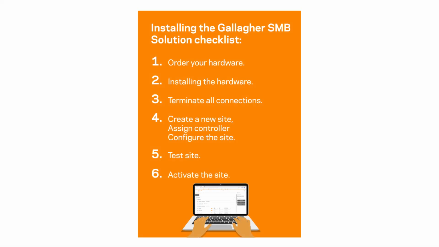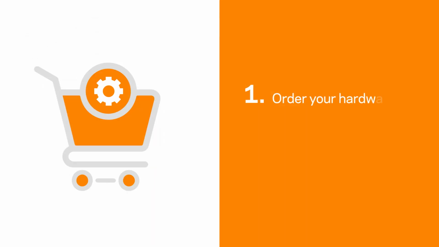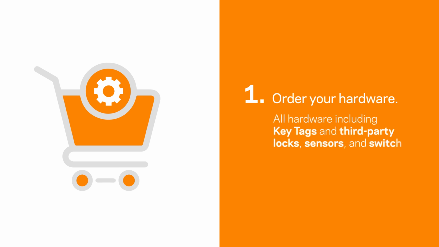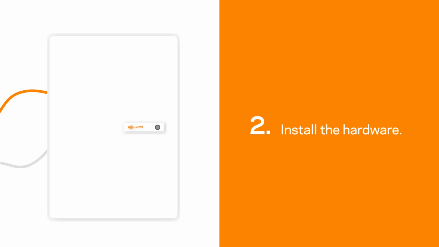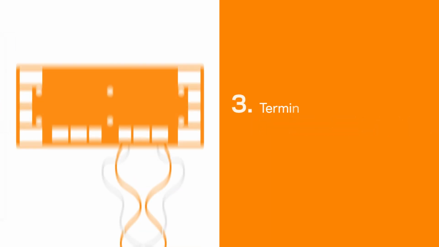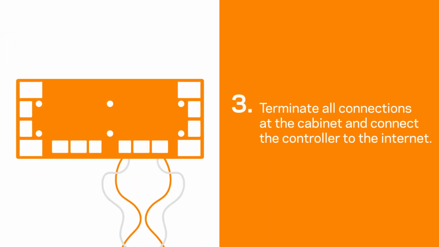The following describes the end-to-end workflow for installing the Gallagher SMB solution. Order your hardware. All hardware including key tags and third-party locks, sensors, and switches can be ordered from Gallagher. Install the hardware and run the cabling to the cabinet. Terminate all connections at the cabinet and connect the controller to the internet.